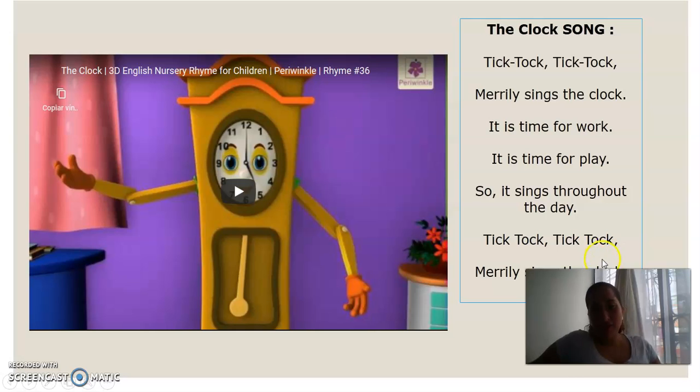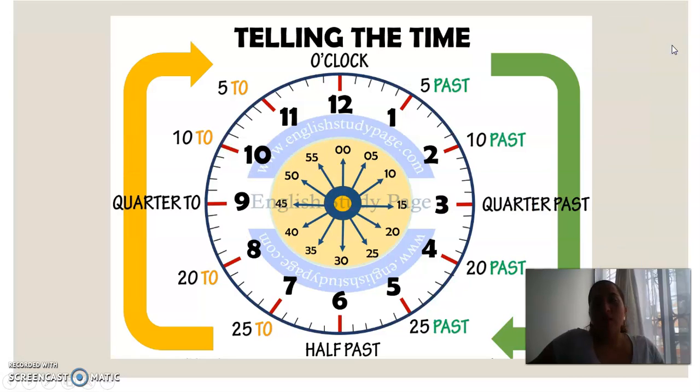Okay, this is the beautiful song, so you have to practice. I am going to send the link and you have to practice the song, okay? So we're going to continue with the grammar explanation.